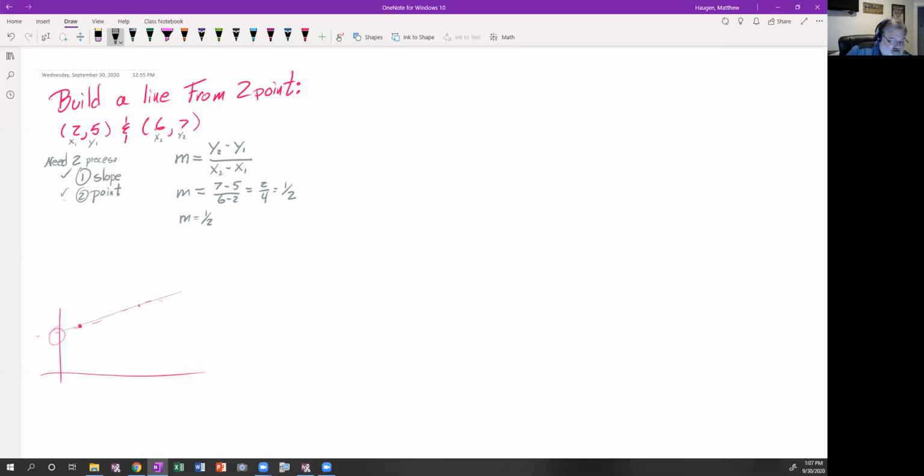We need to have a point. It doesn't matter which point we use. I'm going to grab the first one because it's the first one. And from those two pieces of information, we can make a line.